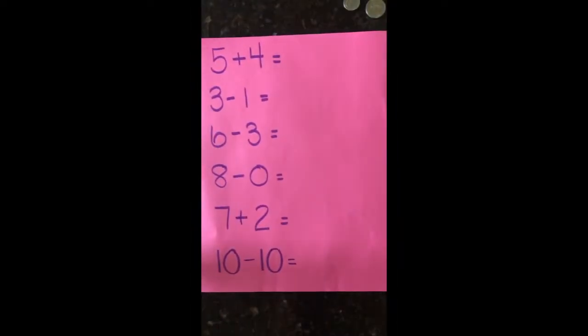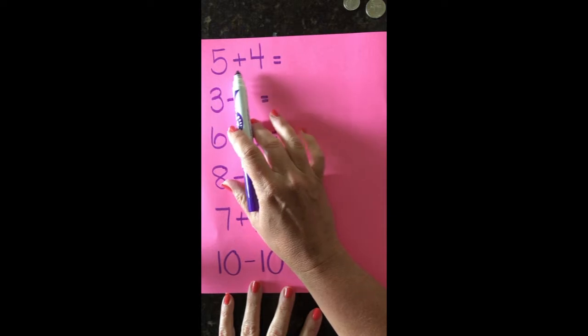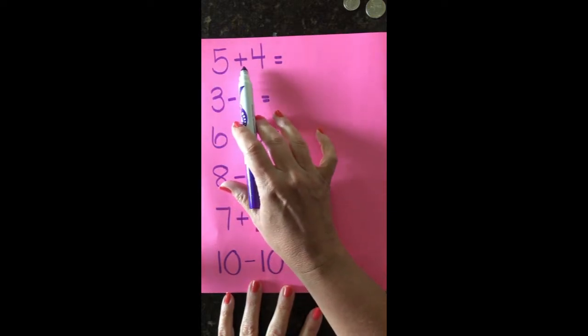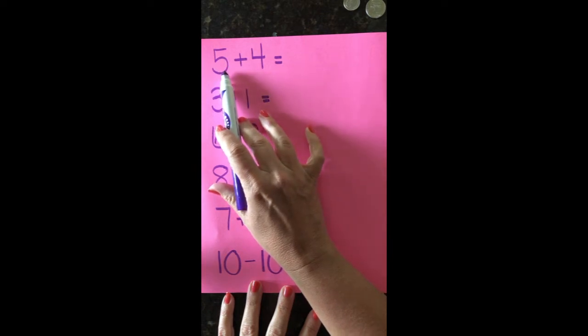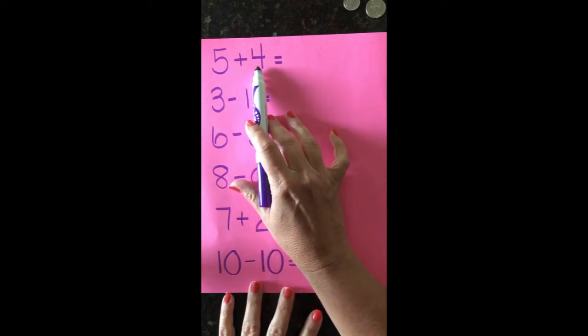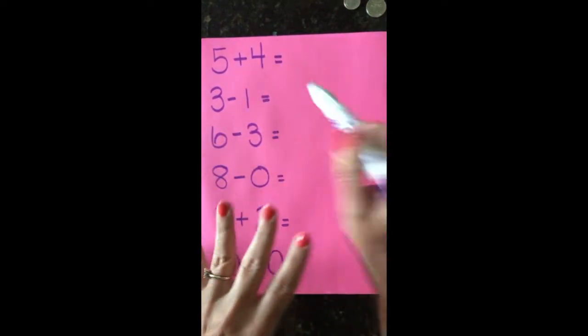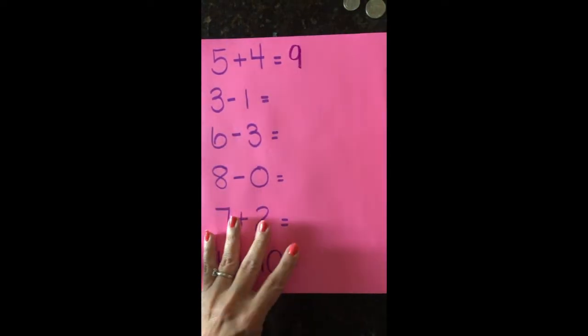Okay, let's go ahead and review one more time addition and subtraction, and definitely make sure that we watch the signs whenever we are doing our math problems. So the first one, we have 5 plus 4. We are adding, so we have 5 and we can count on 4 more. What comes after 5? 6, 7, 8, 9. Our answer is 9.